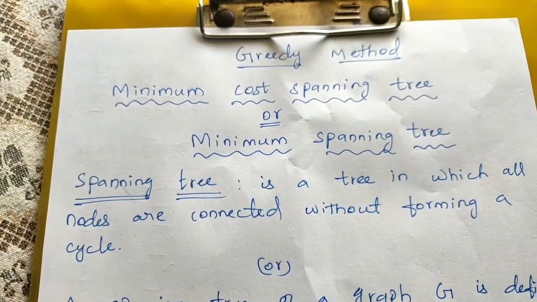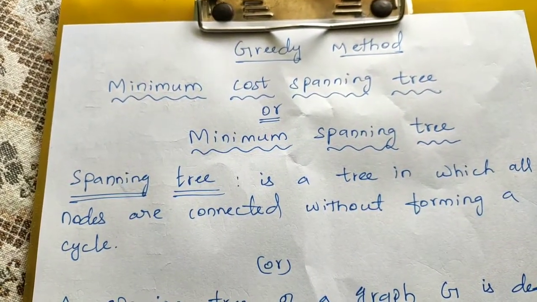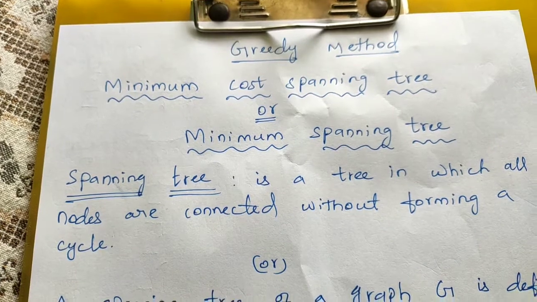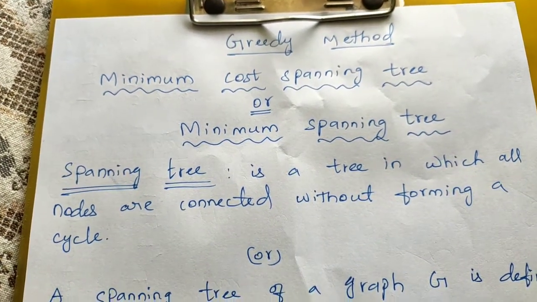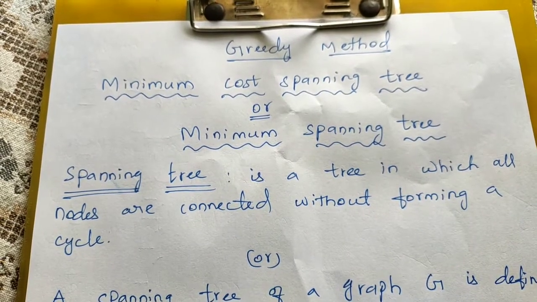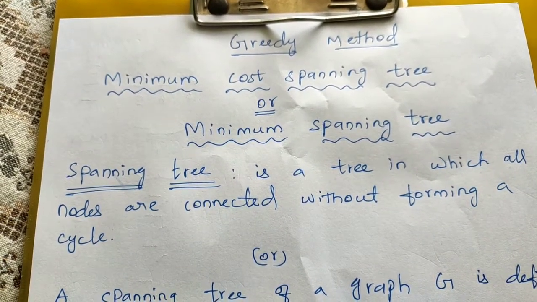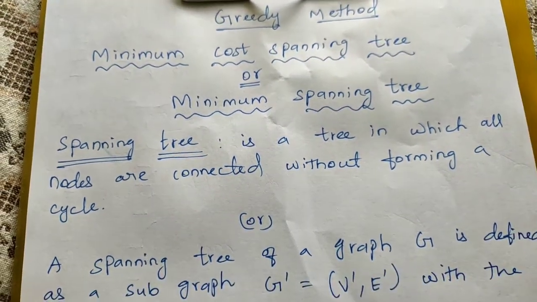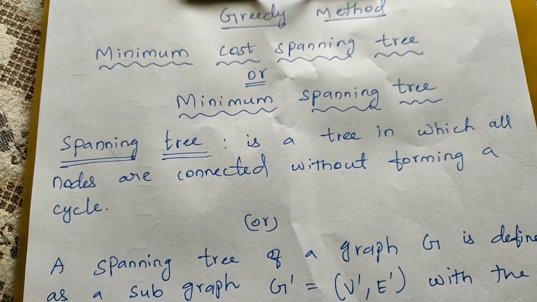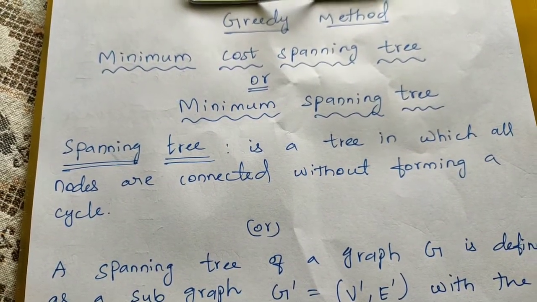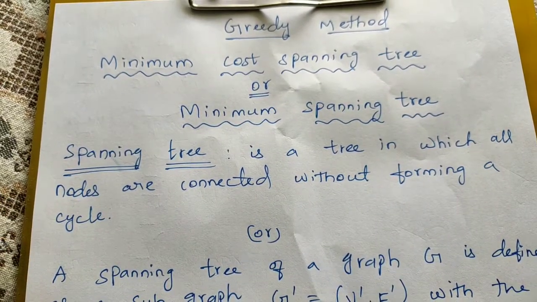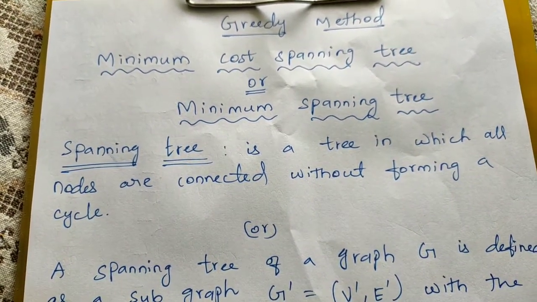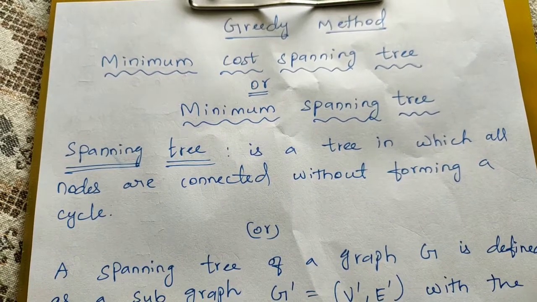The next topic we are going to see under the greedy method is minimum cost spanning tree, or minimum spanning tree. Before seeing how to find a minimum cost spanning tree, we need to know the definition of a spanning tree. A spanning tree is a tree in which all nodes are connected without forming a cycle. That is, it is a tree without a cycle.